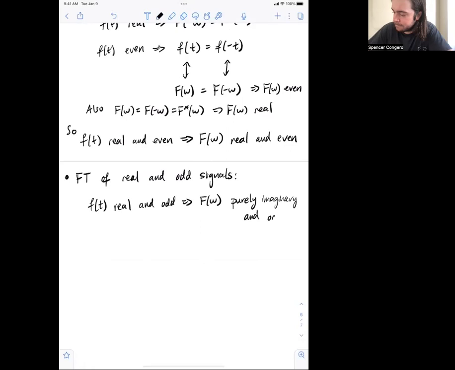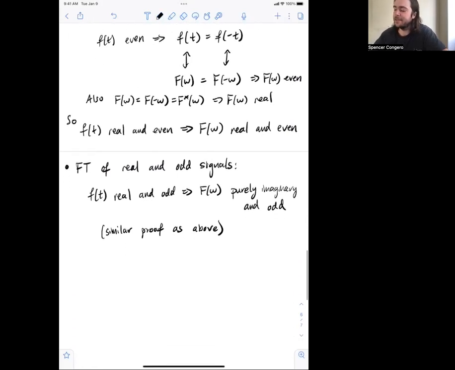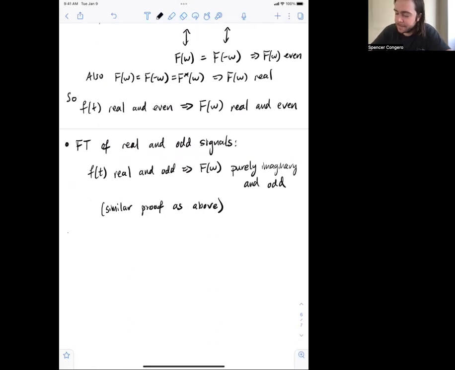And odd. Okay, so I'll just say similar proof as above. Okay, it's going to be almost the exact same reasoning. It's just instead of getting real and even, it turns out you're going to get purely imaginary and odd. So I'll let you think about that on your own as well.